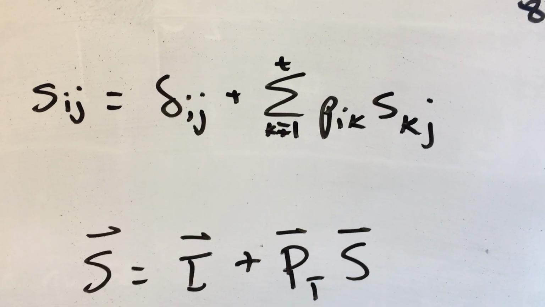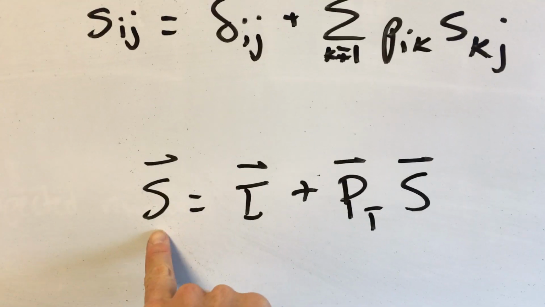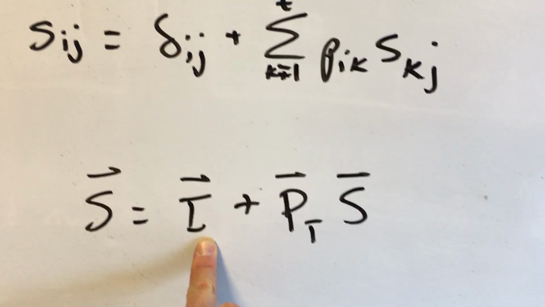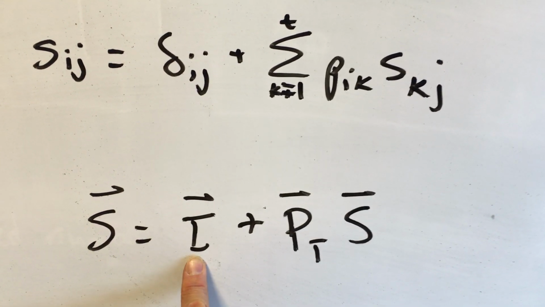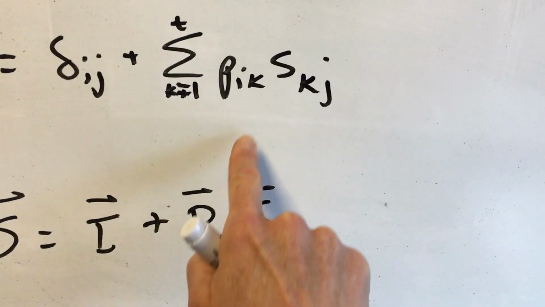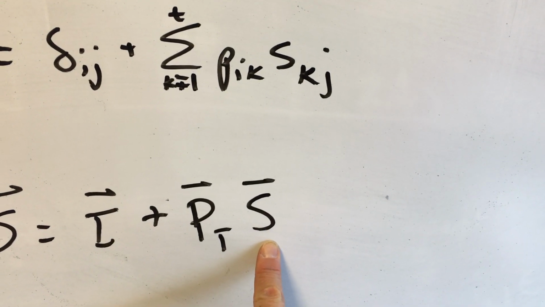So if you put this in matrix form, it looks like this. The matrix of these S values is I, which is just the delta transformed into a matrix, so the identity matrix, plus your transition probability matrix times your S matrix.